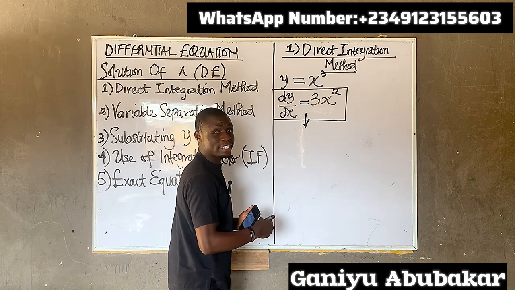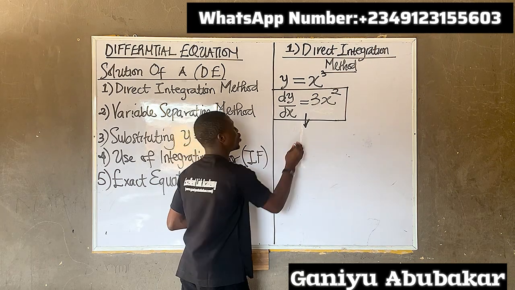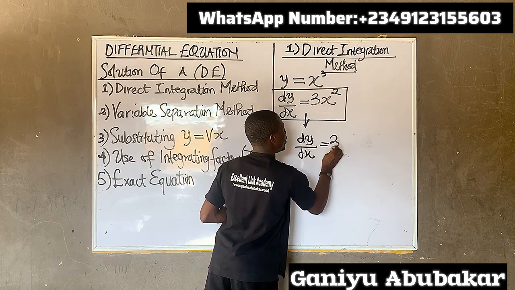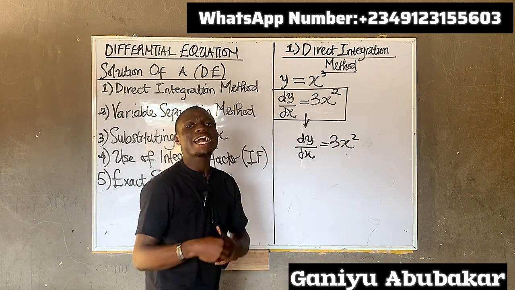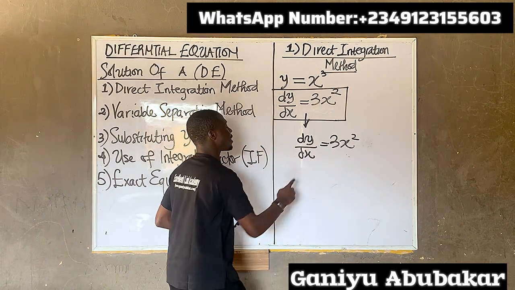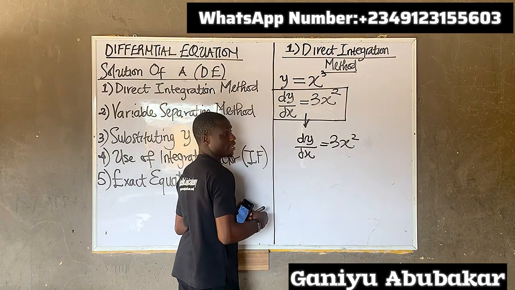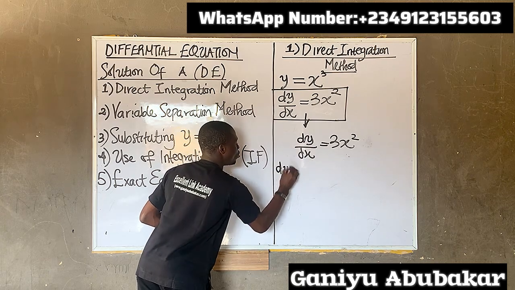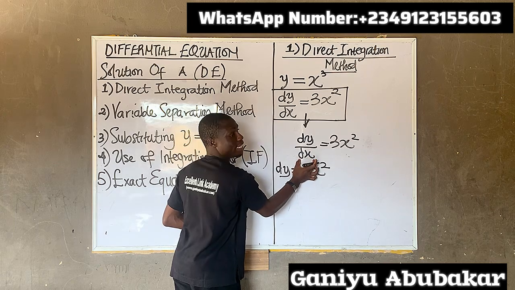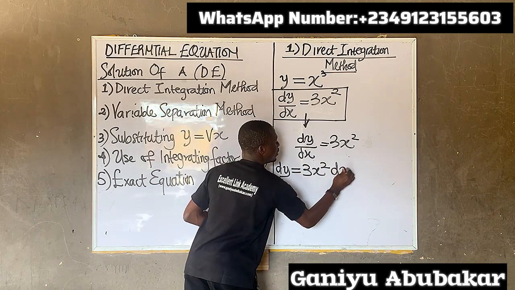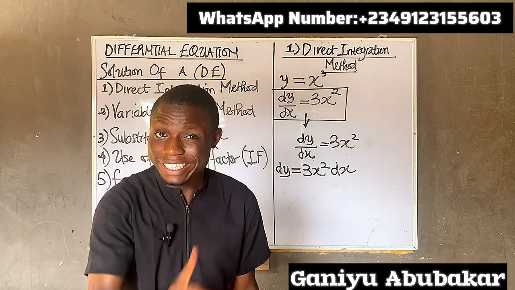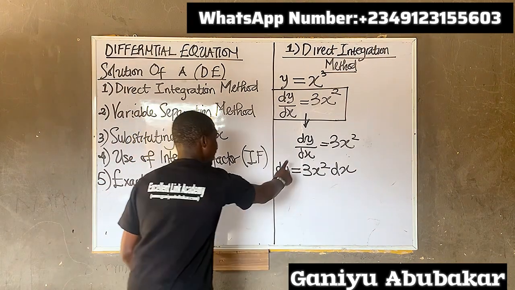Now, here's the idea. Let's assume that I'm given this question, dy/dx is equal to 3x squared. I'm asked to go back to y. What do you do in that case? First task, take the dx to this part here. That gives you dy is equal to 3x squared dx. It's easy.